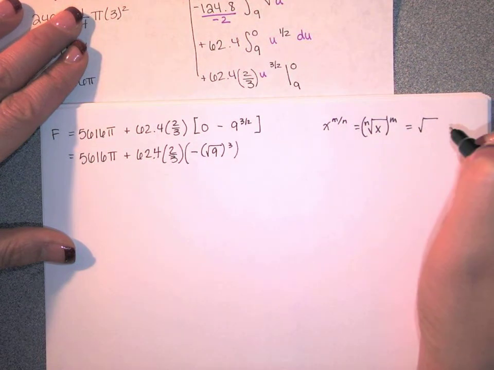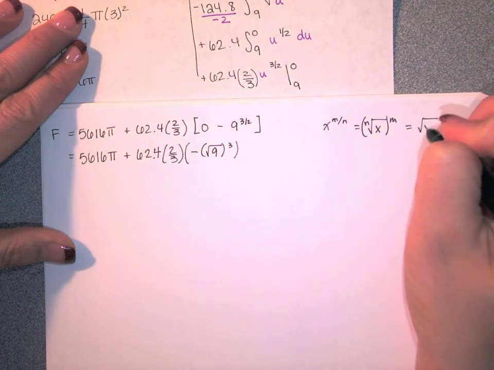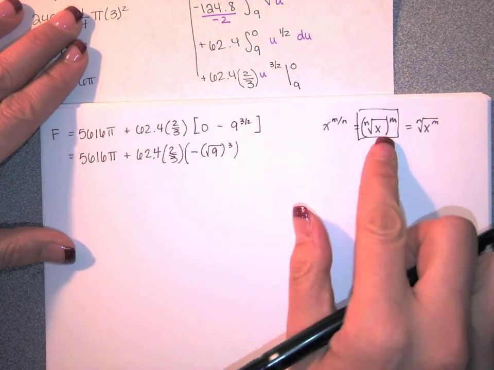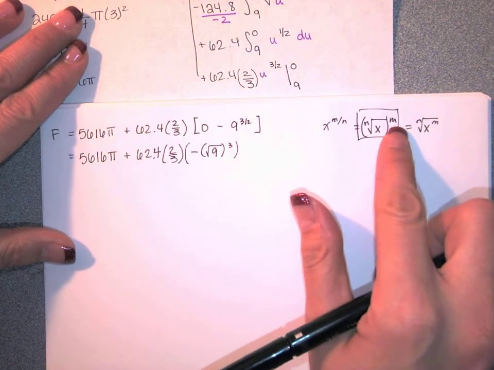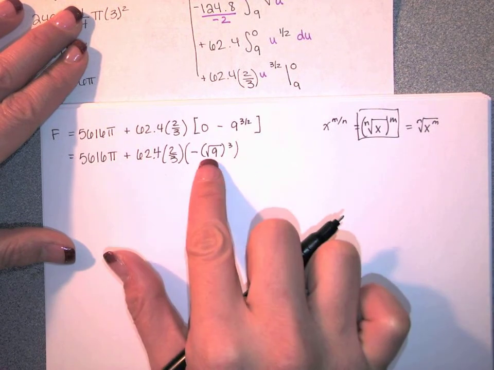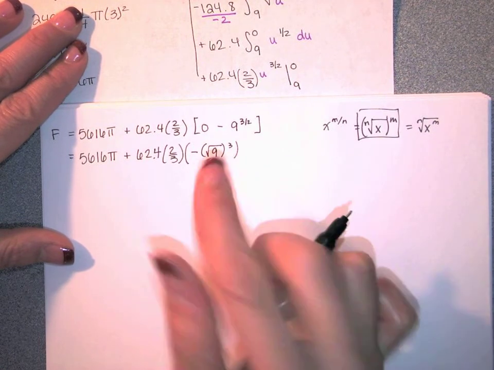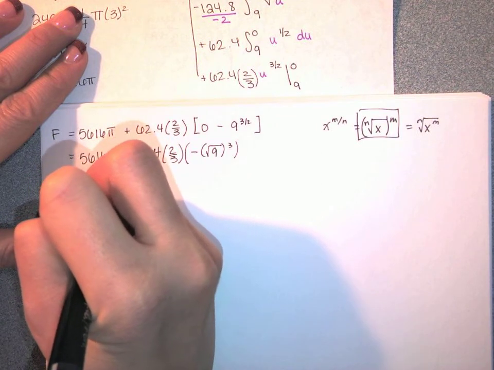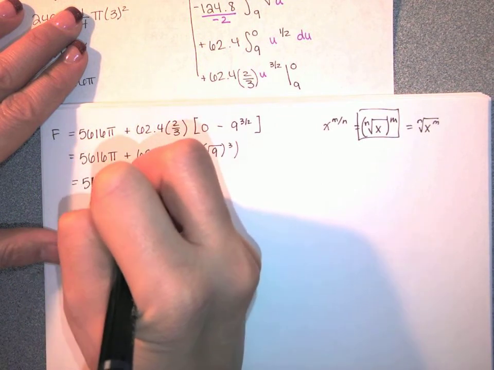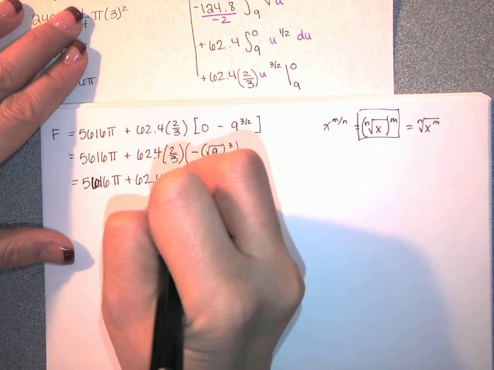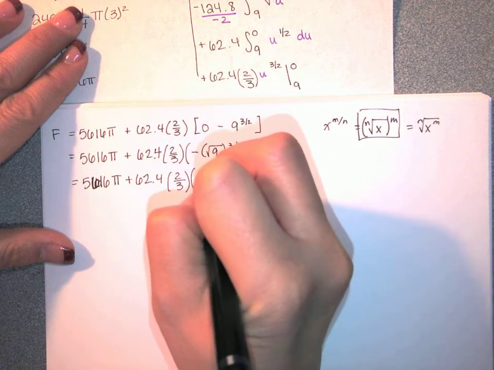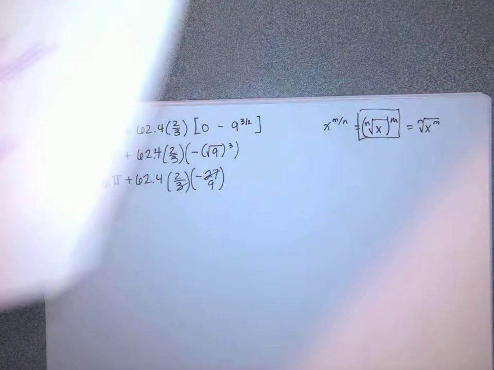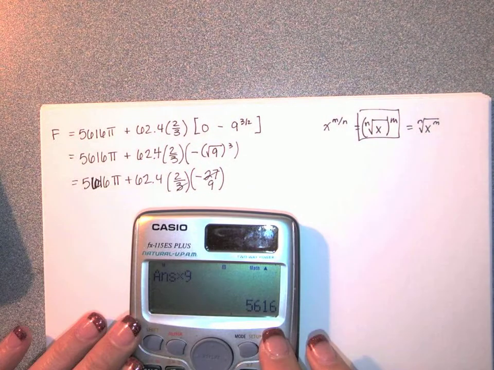So I can take the square root of 9 and then cube it. Or you could take 9 and then cube it and then take the square root, but this is what's going to be more convenient for working with numbers. So I want to make it smaller first and then raise it to a power. Okay, square root of 9 is 3. 3 cubed is 27. So this is negative 27. Of course, 3 goes into that 9 times. And use the calculator for your arithmetic.